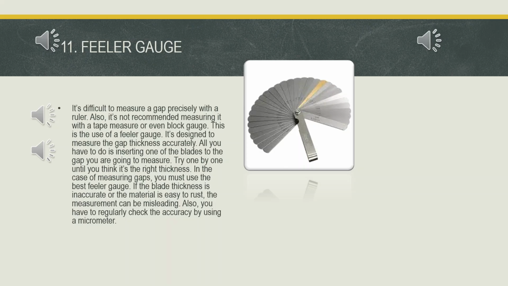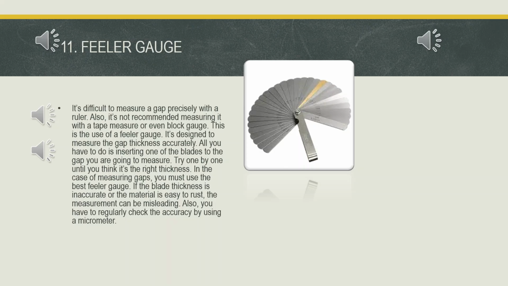Feeler gauge. It's difficult to measure a gap precisely with a ruler. Also, it's not recommended to measure it with a tape measure or even a block gauge. This is the use of a feeler gauge. It's designed to measure gap thickness accurately. All you have to do is insert one of the blades into the gap you are going to measure. Try one by one until you think it's the right thickness.